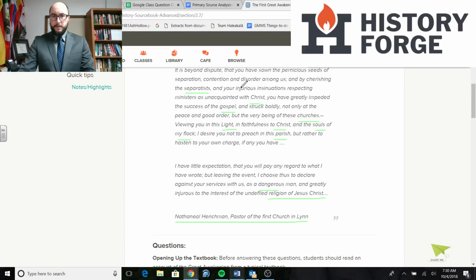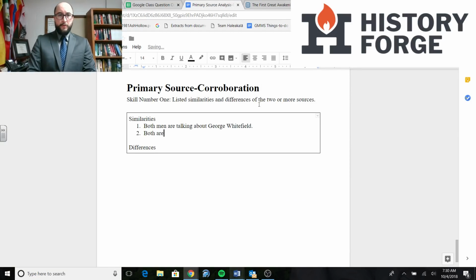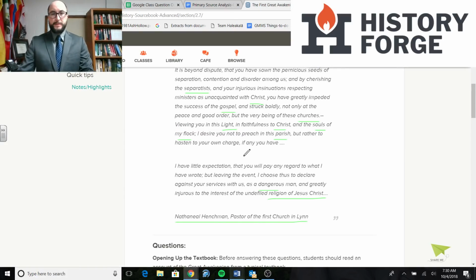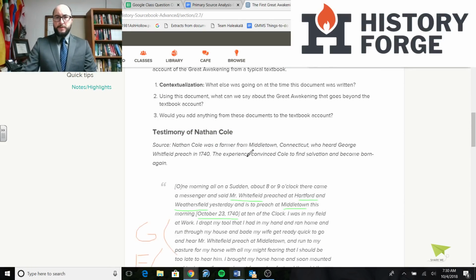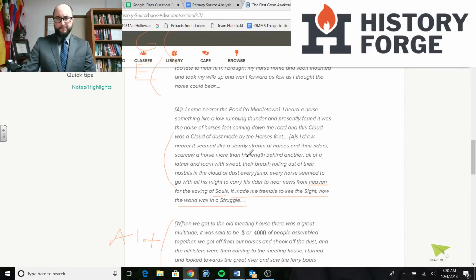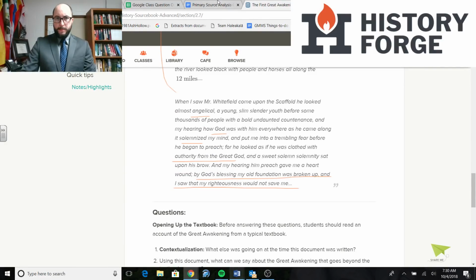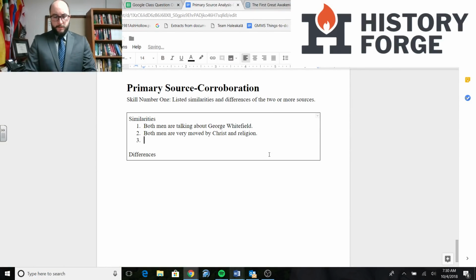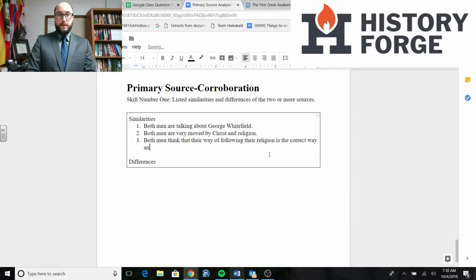Let's see. Both men are very moved by Christ and religion. I think that's a fair assessment, especially seeing how much they wrote about it. Let's scroll down to see if we can think of anything for him. Let's see, similarities. What else did I say? Both men think that their way of following their religion is the correct way, and they believe the opposite manner is incorrect.